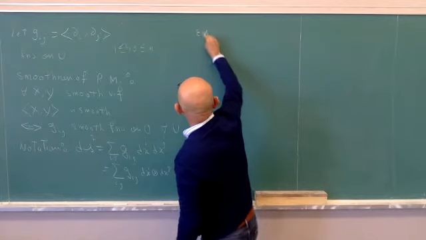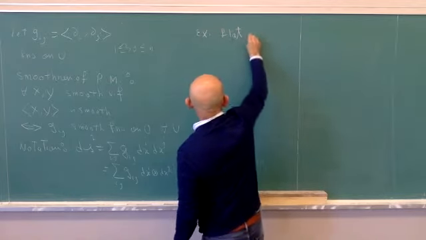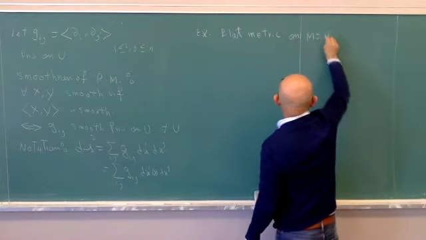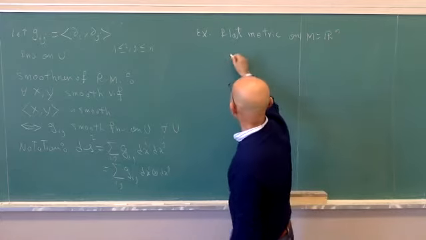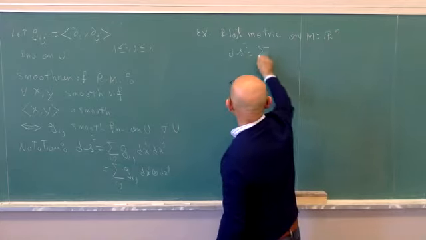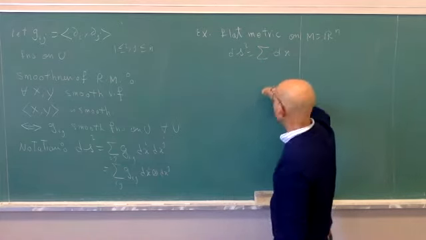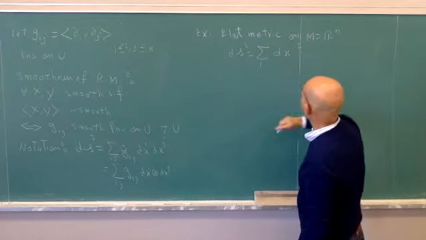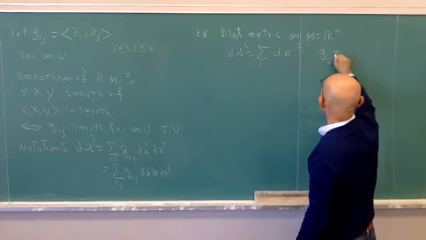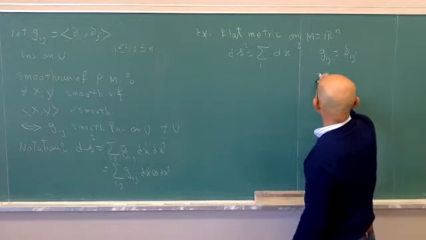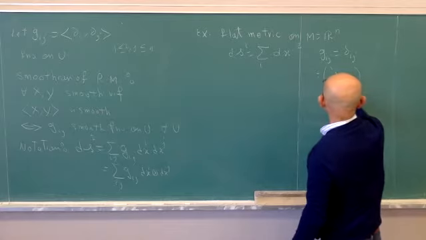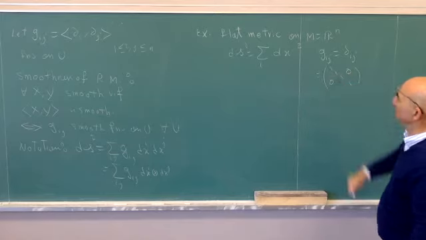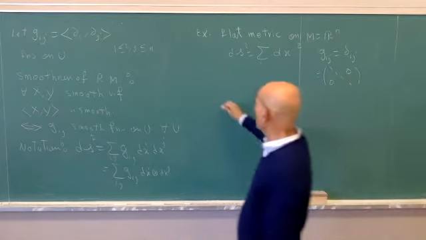Examples of Riemannian metrics. First, the flat metric on R^n. In this case, ds squared is just the sum of dx_i squared over i. So of course in this case g_ij is just delta_ij. If you want to write it as a matrix, which is sometimes not a good idea, you can just think of it as the identity matrix.